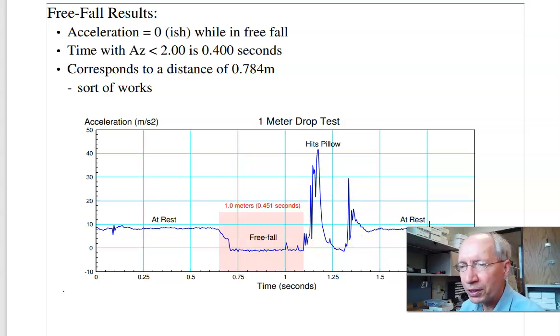So it looks pretty good. The time that I'm in free fall, time at 0 acceleration, is right here. That reads as 0.784 meters, so it's a little bit off. 1 meter would actually be this distance. So, sort of.